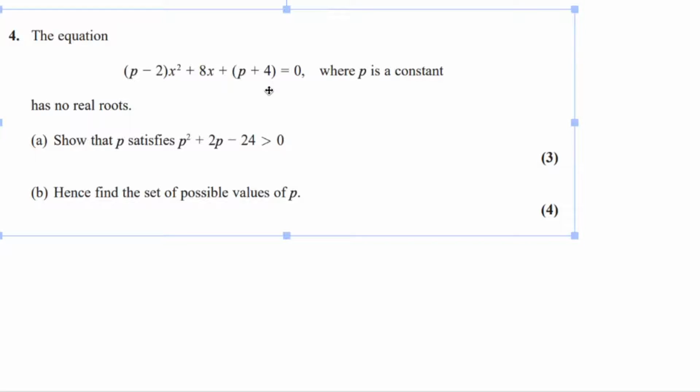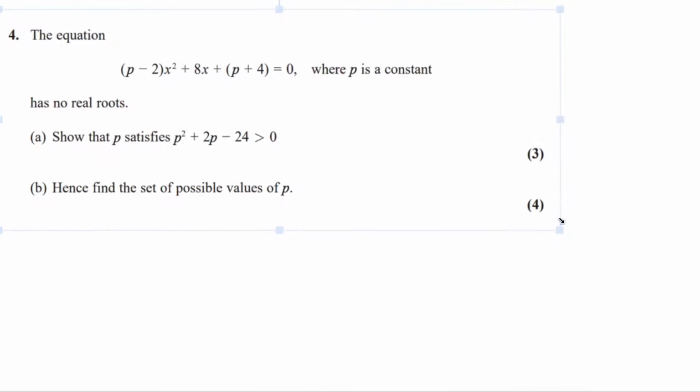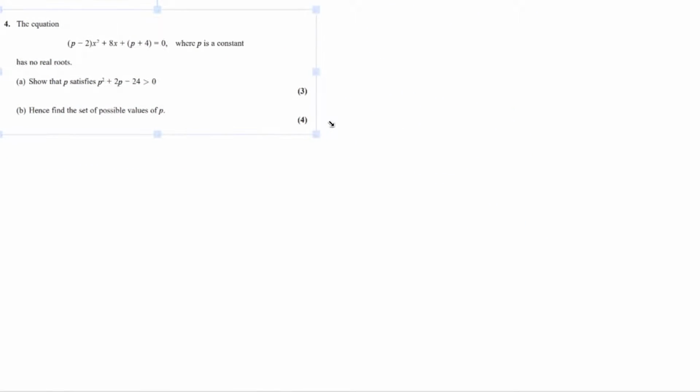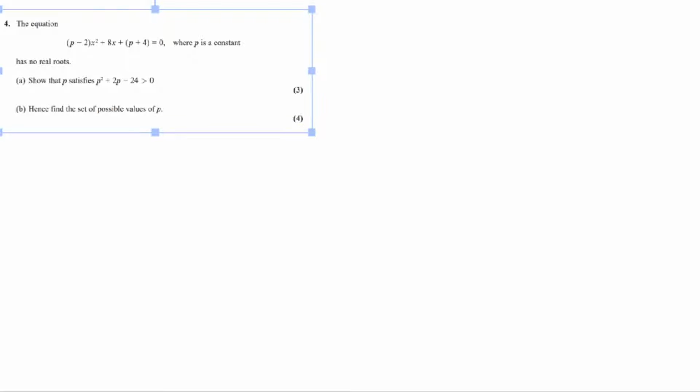Now, to solve this question, we need to know the quadratic equation formula, which has a specific term called the discriminant, which we're going to use to solve the first part. I'm just going to move this question to the side because it takes up a lot of space. Now I'm going to write the equation.